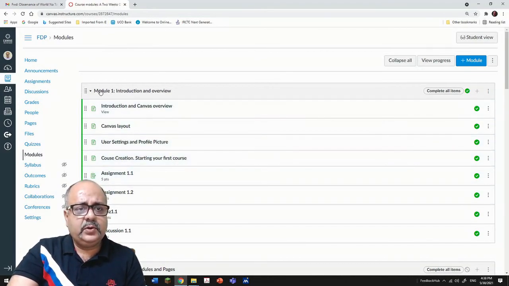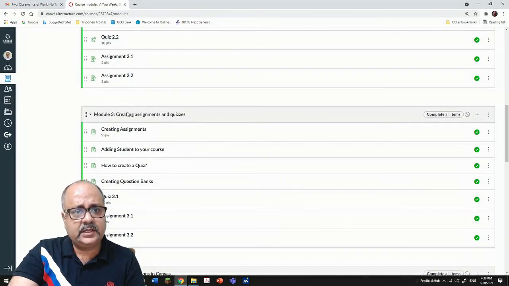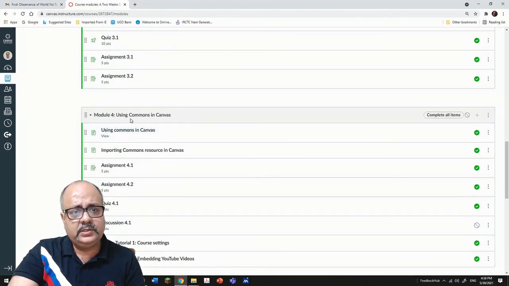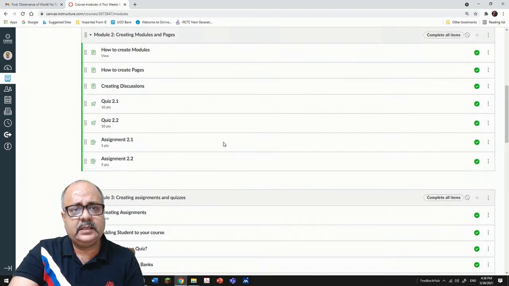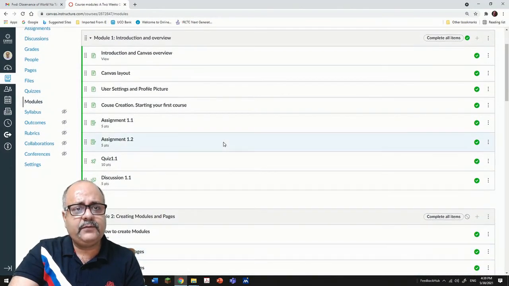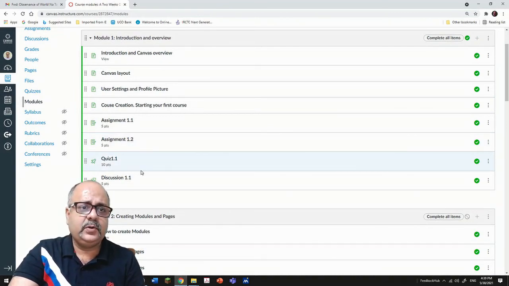The first module is introduction and overview of Canvas. The second module is creating modules and pages on Canvas. The third module is creating assignments and quizzes on Canvas. The fourth module is using Commons in Canvas. The fifth module is grouping students and managing the grades, and some extra topics are also discussed in module 5. You have to do it in sequential manner. You have to complete module 1 and then only you can move to module 2.